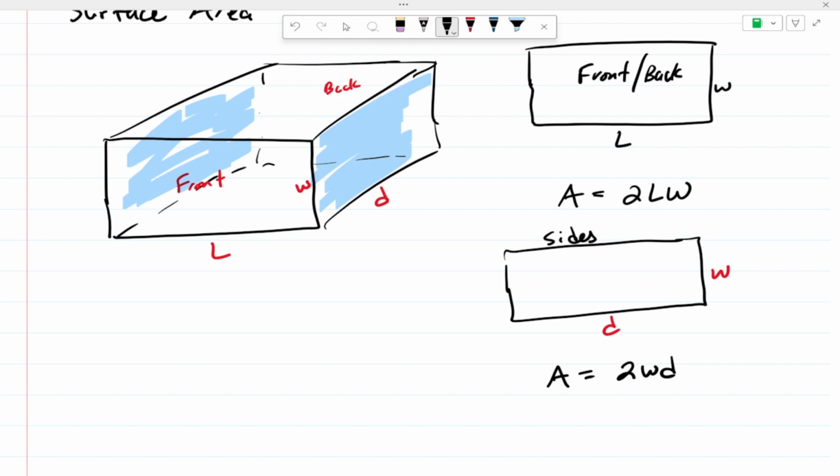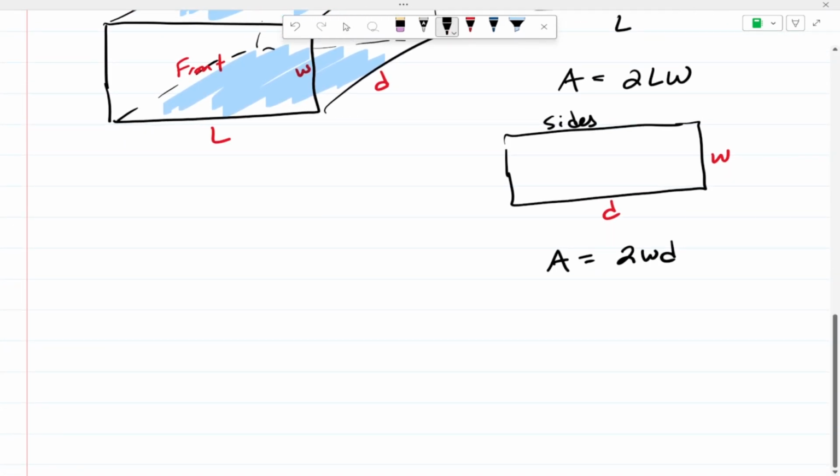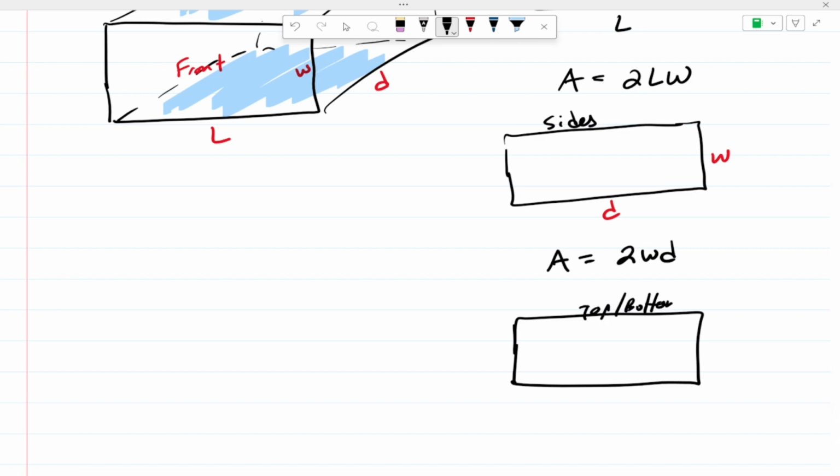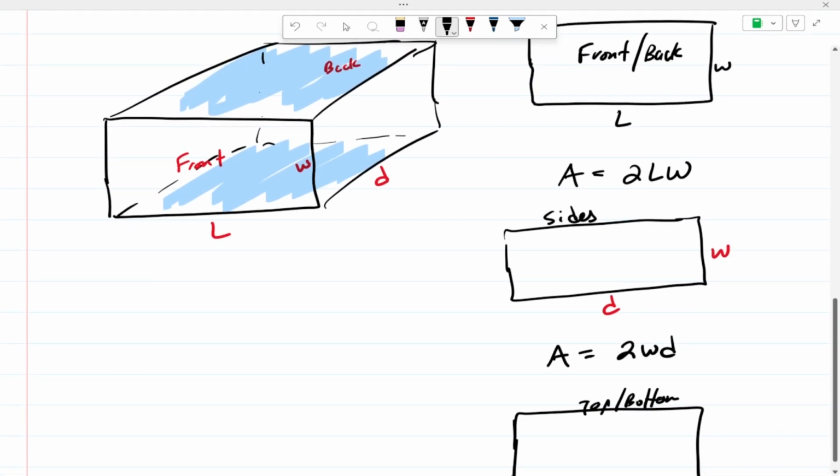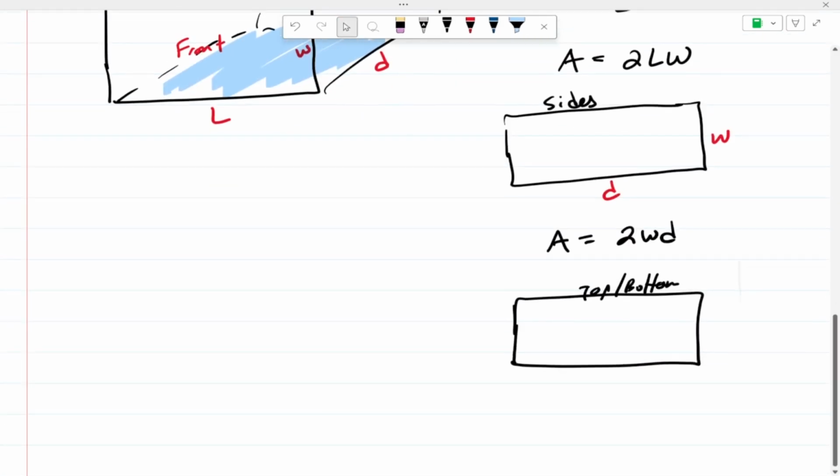All right. And finally, we're going to have the top and we're going to have the bottom. So here's our top and then here's our bottom. So the top and bottom will have the following dimensions. So it's going to be the top. Let's see, that's going to be L times D.